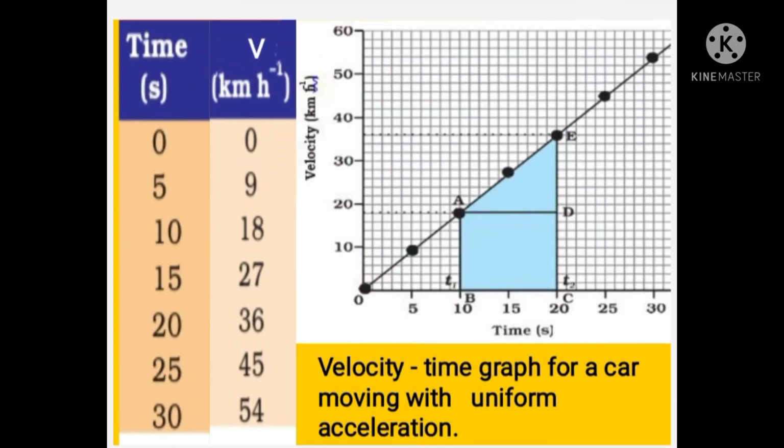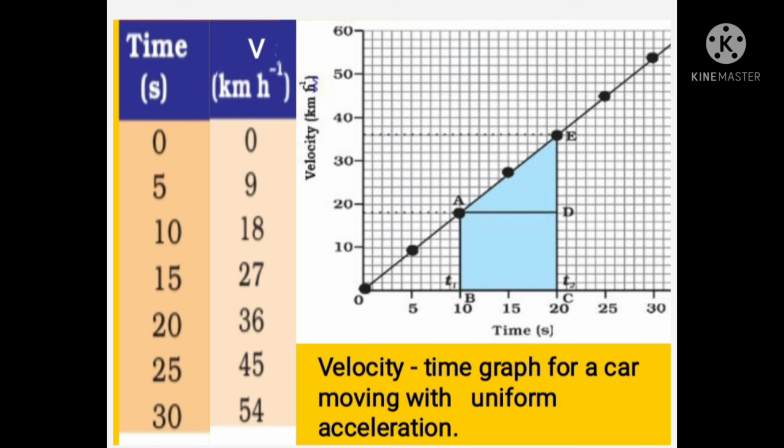Here is another table for you. The time interval given in this journey is equal, that is 5, 10, 15, etc. The interval of this time is 5 seconds. And again the velocity is increasing at a uniform rate. You can see in our table, that is 9, 18, 27, 36, etc. So this is a uniformly accelerated motion.